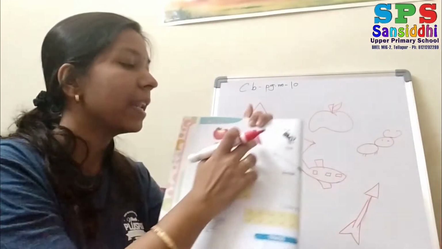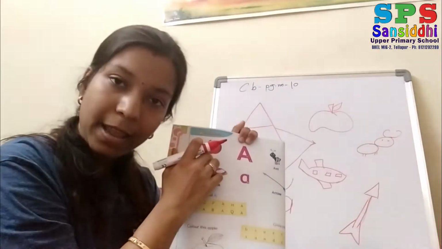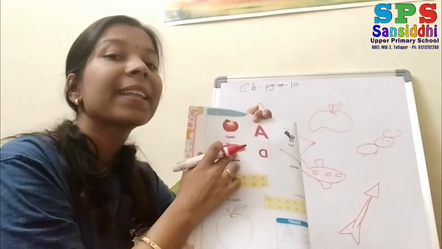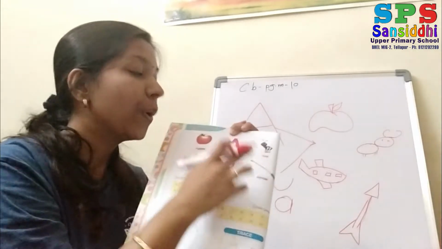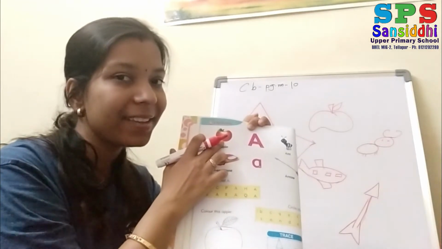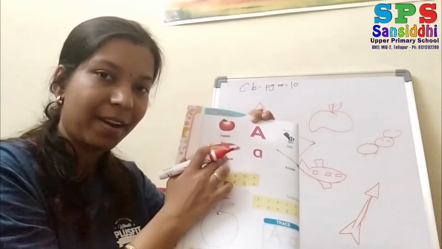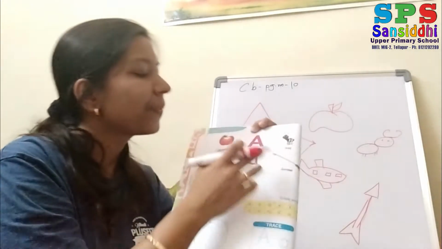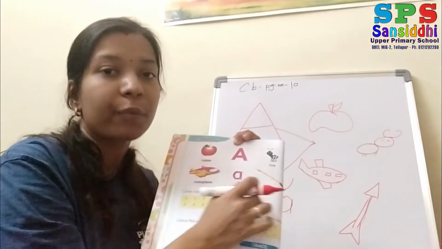Capital A, small a. Now A for apple. Read it. Come on. A for apple. A for ant. A for, yes, aeroplane. A for, yes, arrow. Come on, again repeat it. A for, yes, apple. Okay, A for ant. A for, come on, aeroplane. A for arrow. Okay, so this thing you should read at home. Read along with your parents.